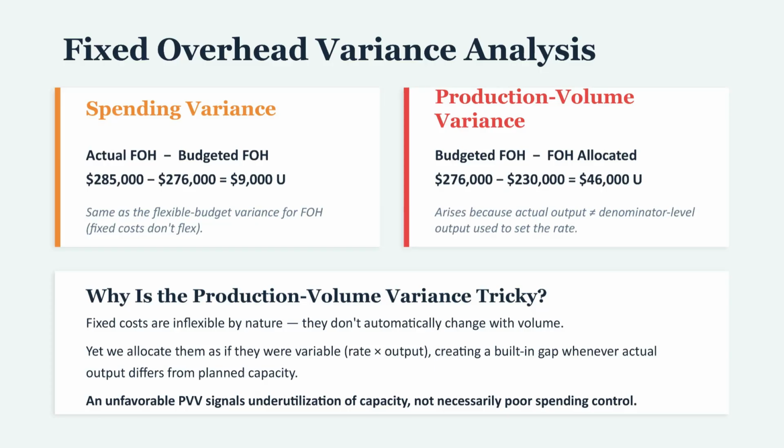Next, our detective examines fixed overhead variances. The spending variance, actual FOH minus budgeted FOH, gives an important $9,000 unfavorable clue since fixed costs didn't flex. Then the production volume variance, budgeted FOH minus FOH allocated, reveals exactly a $46,000 unfavorable signal, showing underused capacity lurking behind the numbers.